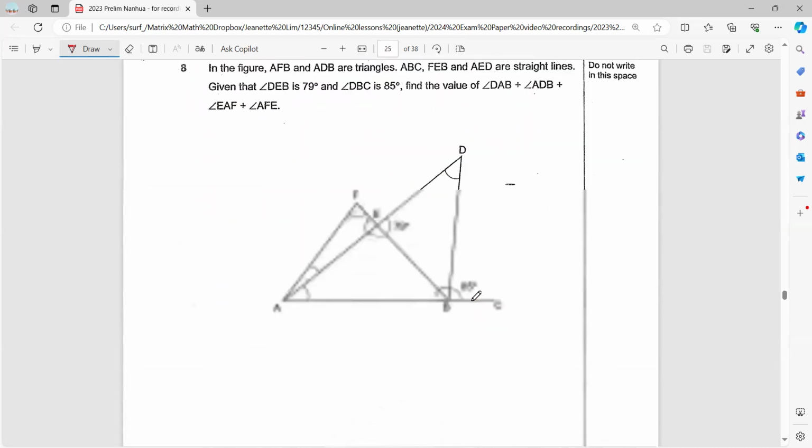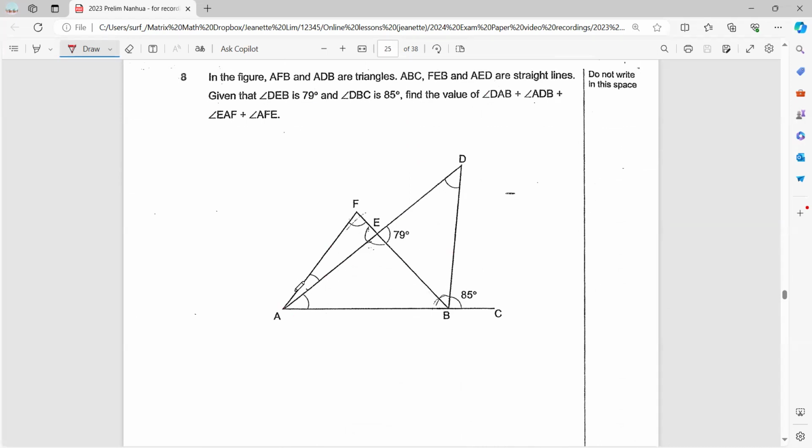Okay, next question 8. In the figure here, AFB and ADB are triangles. ABC, FEB and AED are straight lines. Then we have 79, which is DEB. Then we have 85, which is DBC. Find the value of DAB plus ADB. Maybe let's look at DAB, this plus this plus EAF, this plus AFE, this.